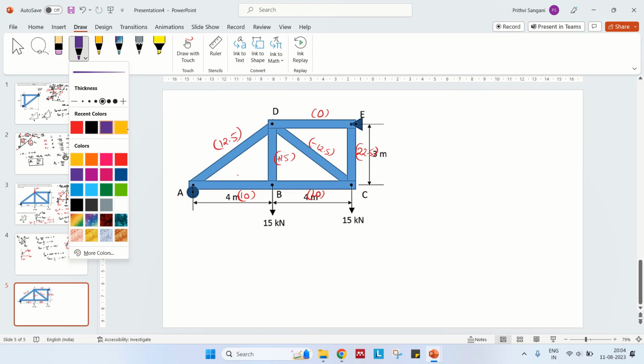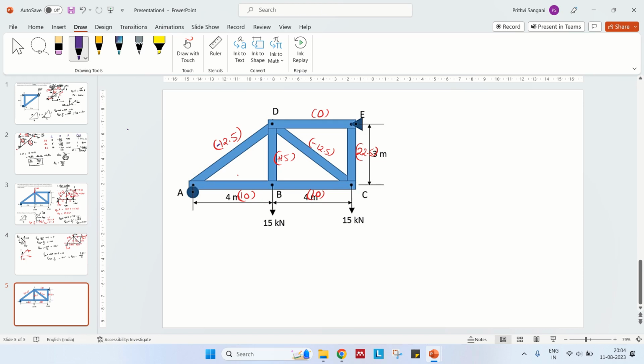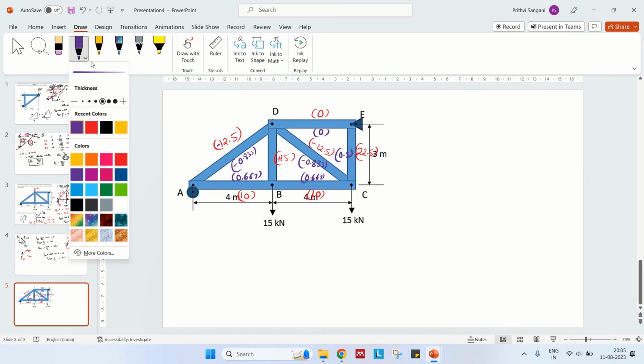So in this, again similarly, we'll have the same thing. This is minus 0.833. This is tensile 0.667, and this is again 0.667. And what about this DC? DC is again tensile, 0.833. What about PE? PE is 0 in this case also. What about EC? EC we have tension 0.5. Okay. So whatever I have written in blue are the internal forces due to unit load.